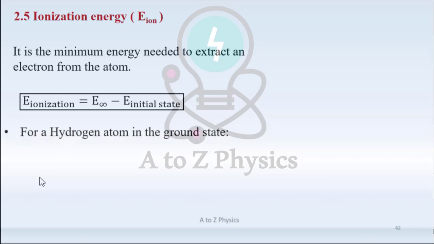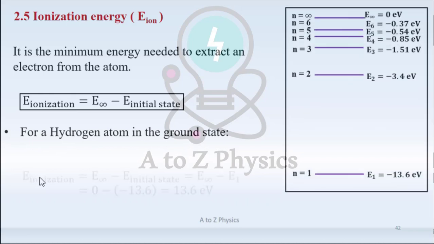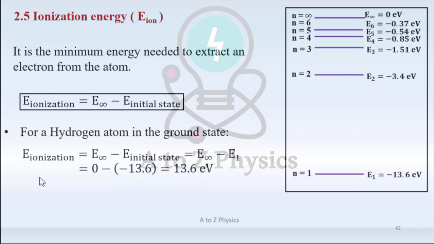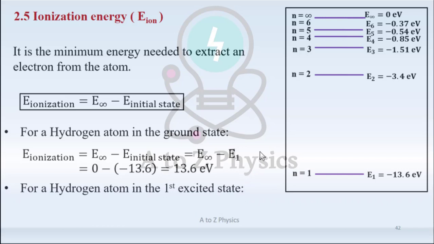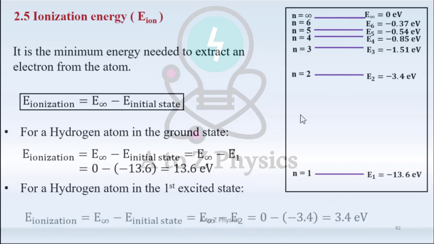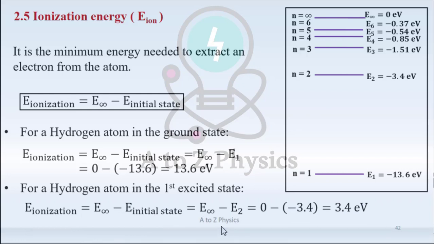For a hydrogen atom in the ground state, ionization energy is equal to E infinity, which is 0, minus E1, which is minus 13.6. So the ionization energy of the hydrogen atom in the ground state is 13.6 electron volt. For a hydrogen atom in the first excited state, E2, the ionization energy is equal to E infinity minus E2, equal to 3.4 electron volt.